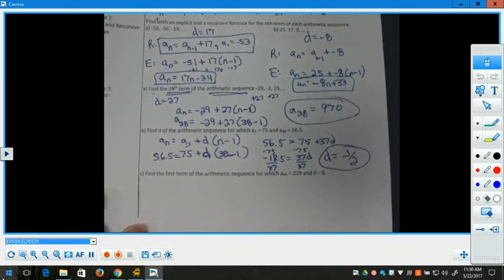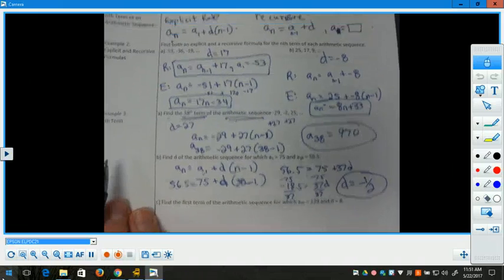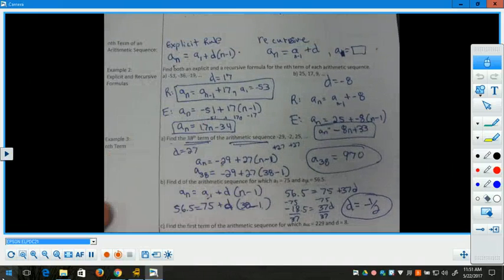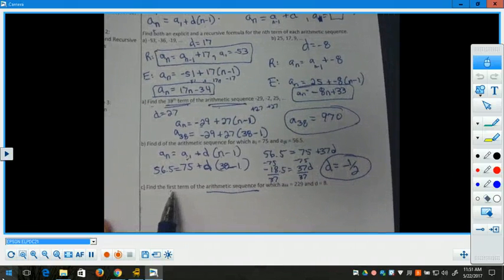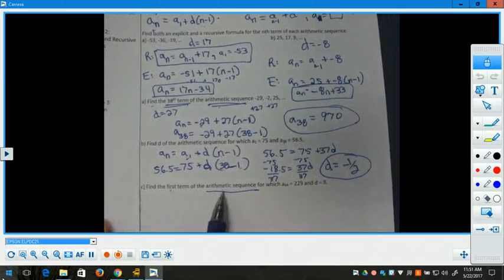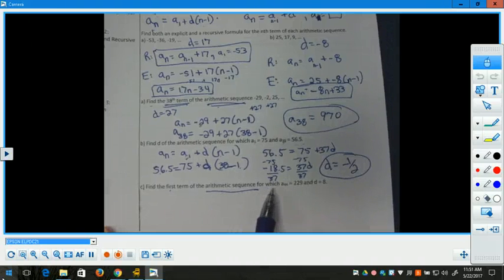Example 3c, related to finding the nth term, again related to using the explicit formula for an arithmetic sequence. Find the first term of the arithmetic sequence. This time they don't give me the first term. They give me the 44th term, and they actually give me the value of d, which is 8.